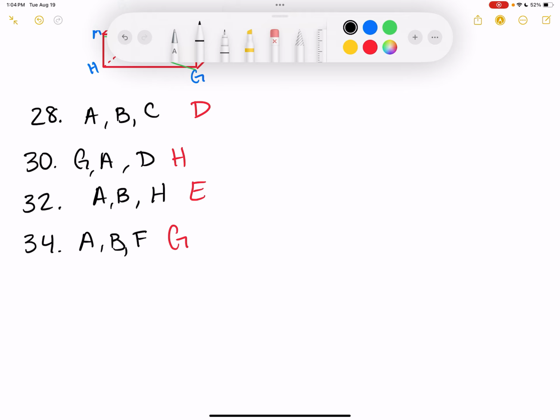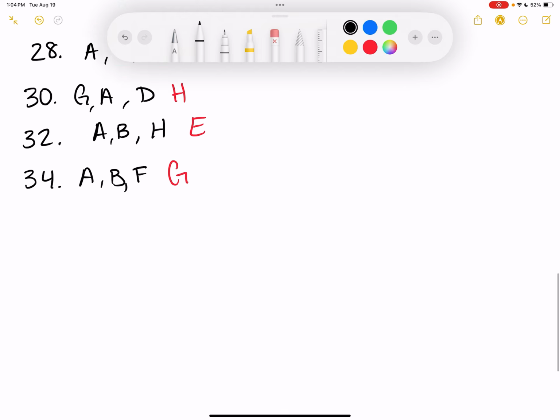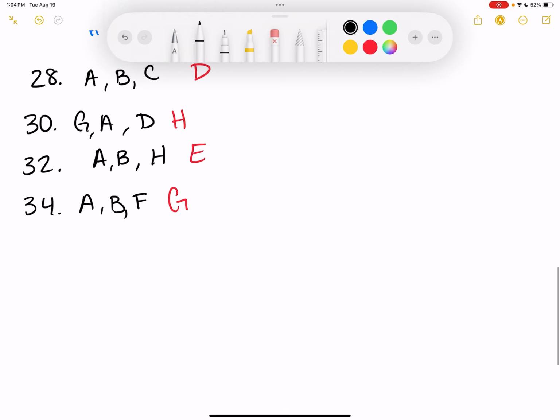Let's see. Name all points that are not coplanar with the given point. So this time they're giving us a cube. And I'll reiterate, you do not need to copy all the shapes out when you're doing your homework problems. If you want to, you're welcome to, but if you're good with just looking at them in the book, that's also totally fine.